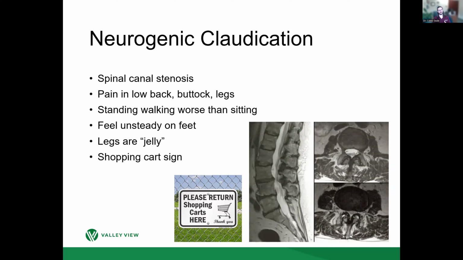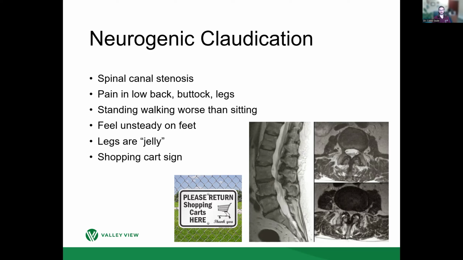Sometimes people say, yeah, when I stand for 5 to 10 minutes or walk for 5 to 10 minutes, my back and legs start feeling really tired. I maybe feel unstable, or I've even had some falls because of it. Again, my legs are jelly-like. And then one of the hallmarks, besides the pain going away rapidly when you go from standing to sitting, the other hallmark is the shopping cart sign.